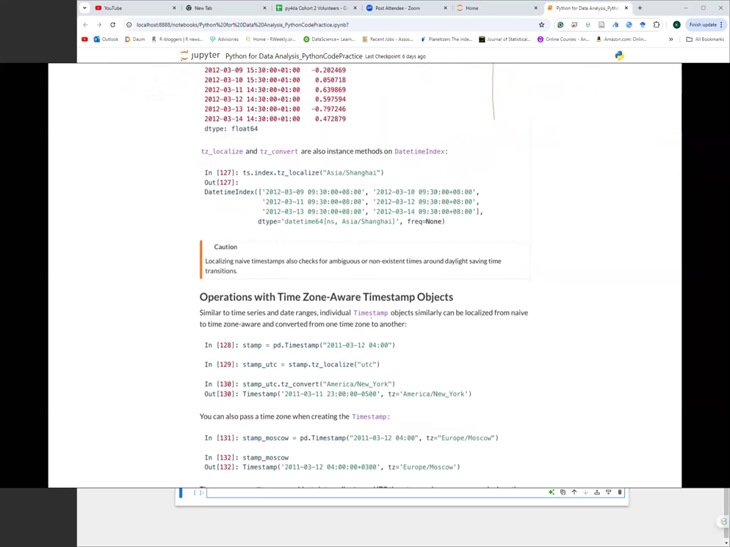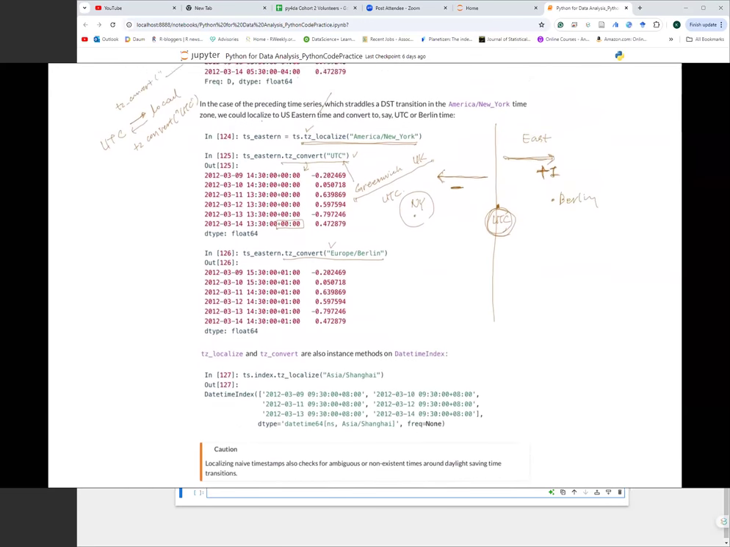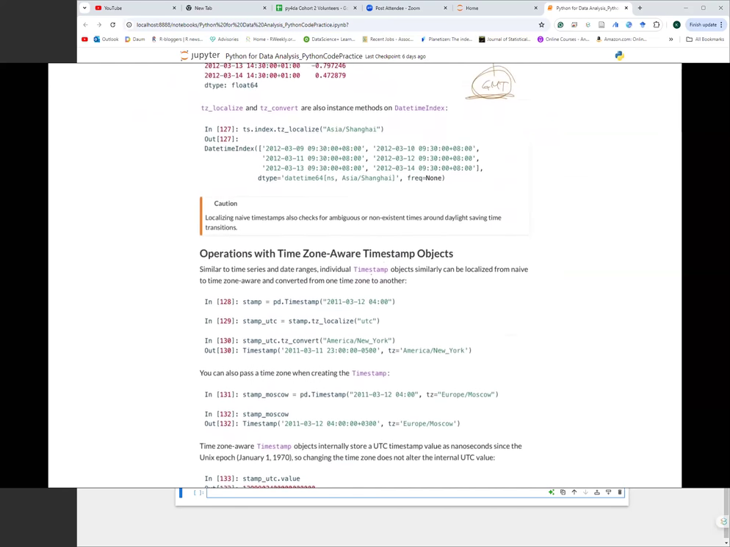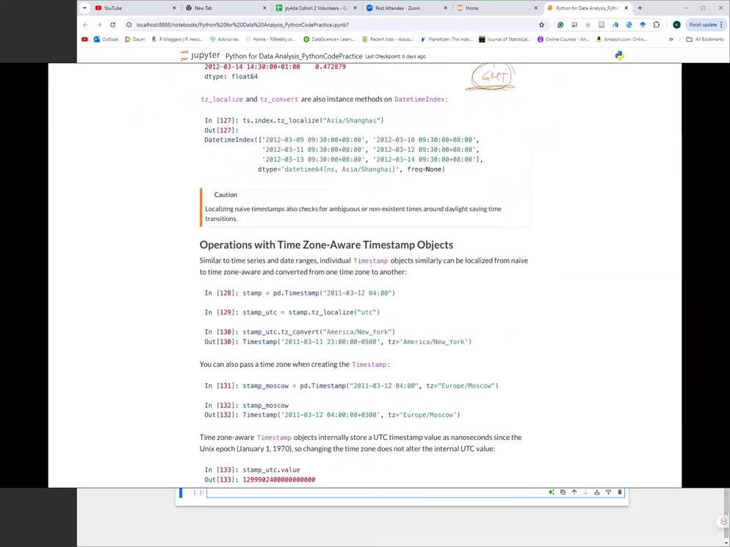It's okay? Just like the GMT. I think it's the same thing as the GMT. Yeah, it's GMT, Greenwich Mean Time. Yeah. Okay. Meridian. UTC is the Greenwich time. Yeah.